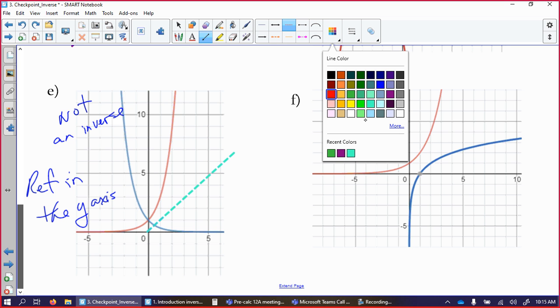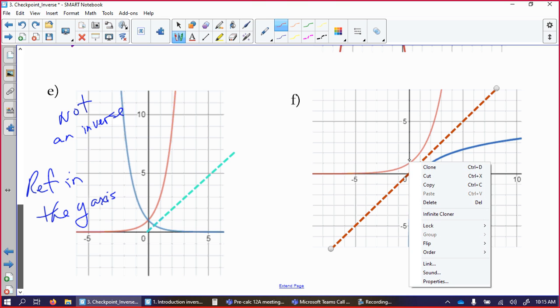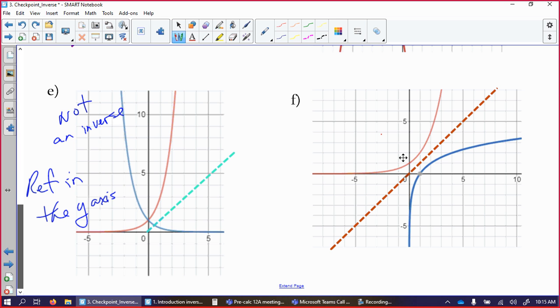Orange? Why not? I guess that's not really orange. It looks like y equals x, give or take there. So assuming the red is our original function, what's going on? Why didn't I get a 0 and 1? 1 and 0.